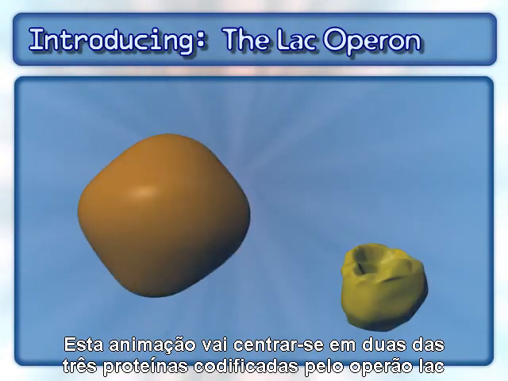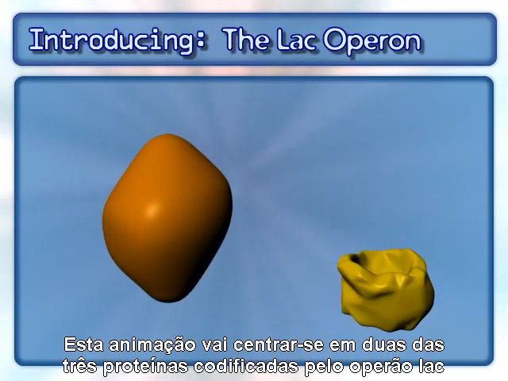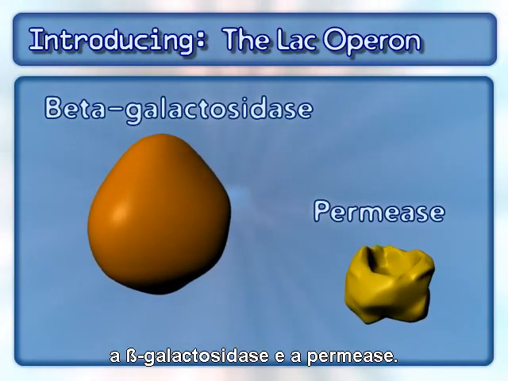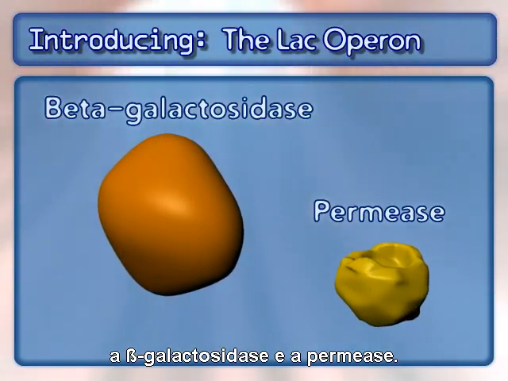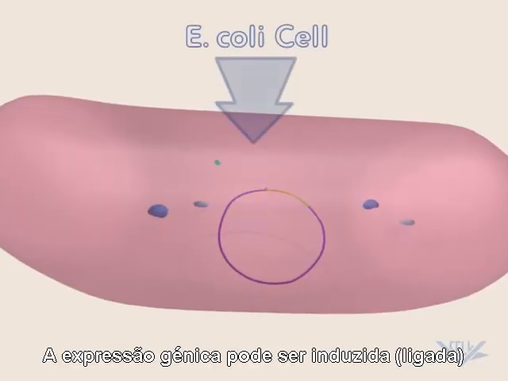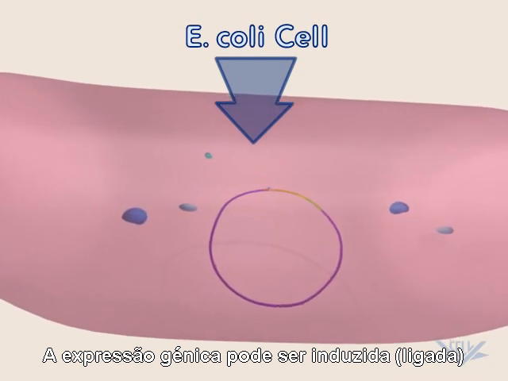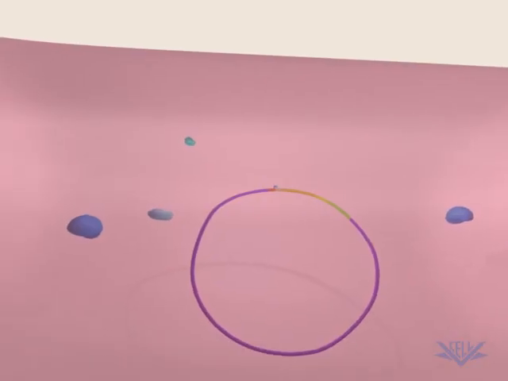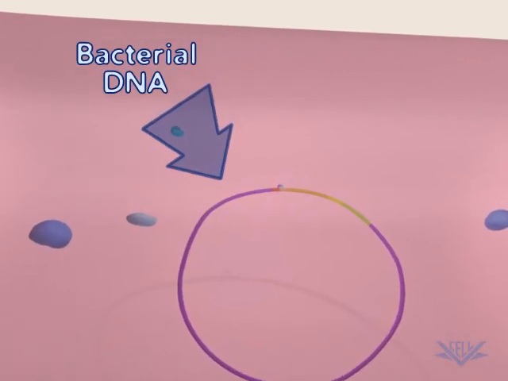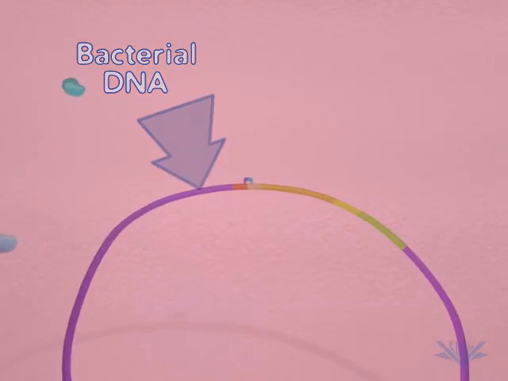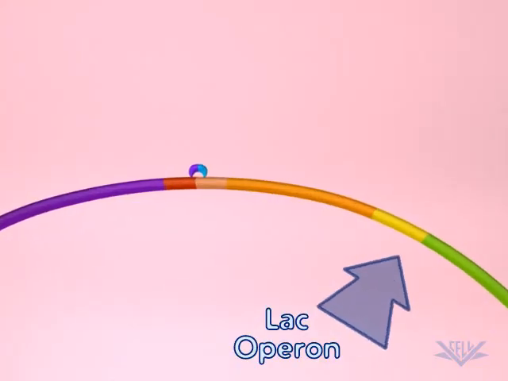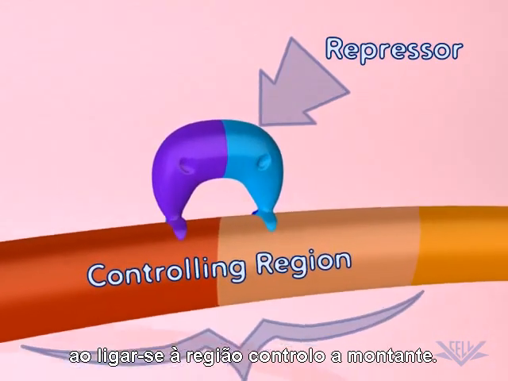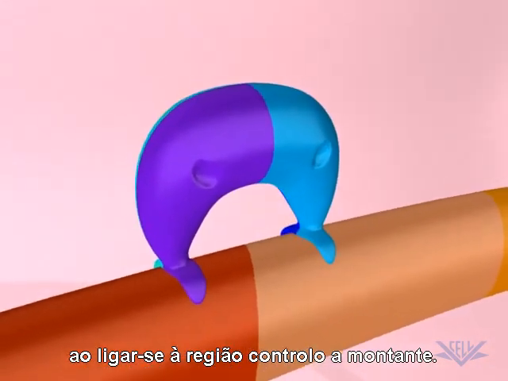This animation will only focus on 2 of the 3 proteins encoded by the lac operon: beta-galactosidase and permease. Gene expression can be induced or turned on when a specific inducer molecule appears in a cell. For inducible systems, a repressor molecule prevents gene expression by binding to the upstream controlling region.